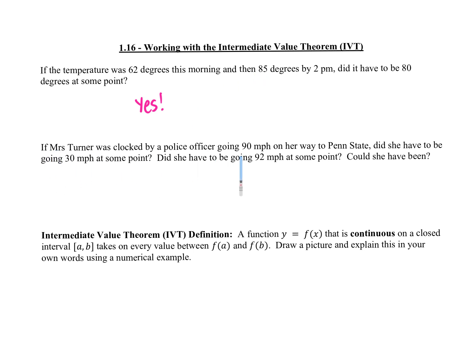If I am driving to Penn State and I got clocked going 90 miles an hour, did I have to be going 30 miles an hour at some point on my drive? Yes, because what's my car going to start at? I can't be getting in the running car. That is not safe. So if I started at 0 and got clocked at 90, I had to be going 30 at some point. Did I have to be going 92 at some point? No, I didn't have to be. Could I have been? Yes.